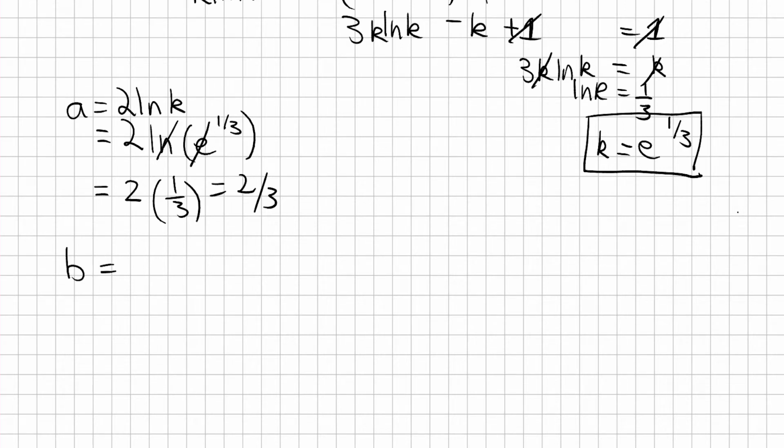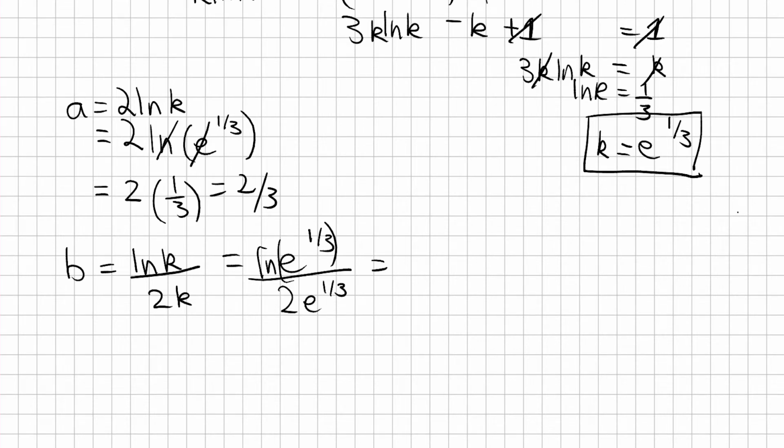And similarly we can do the same with b. b was the natural log of k over 2k, which becomes the natural log of e to the 1/3 over 2 times e to the 1/3, which becomes 1/3 over 2e to the 1/3, which just simplifies to 1 over 6 e to the minus 1/3.